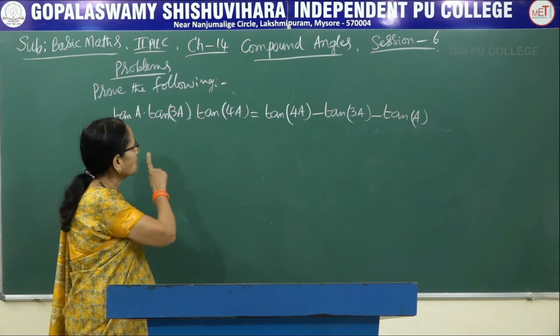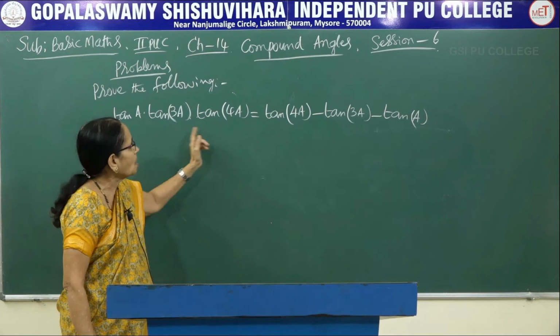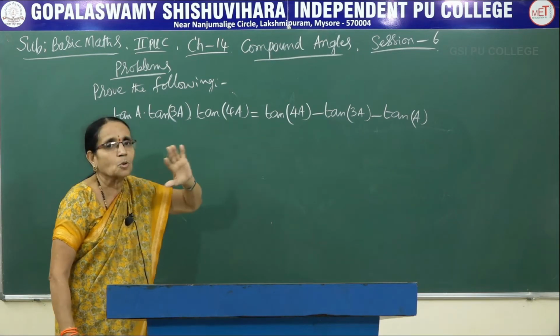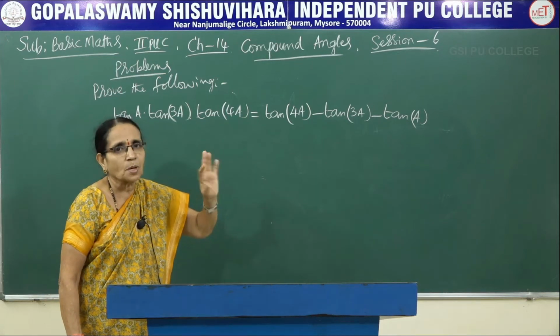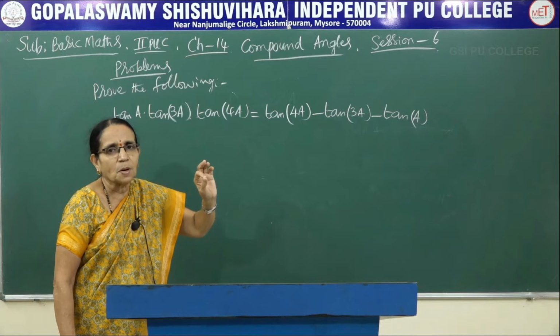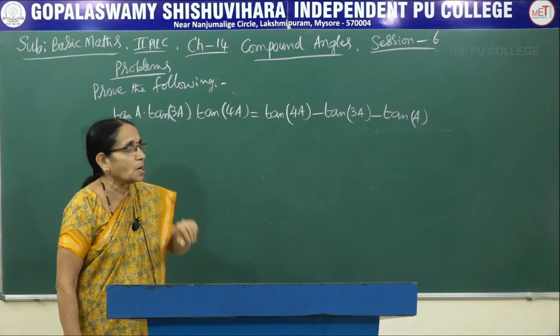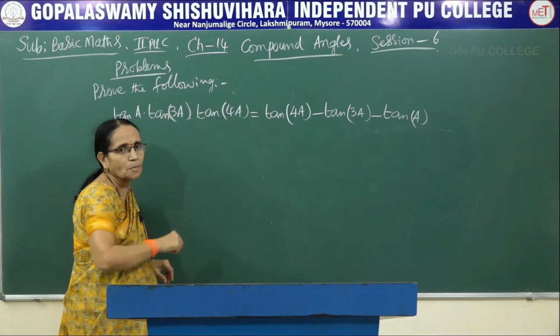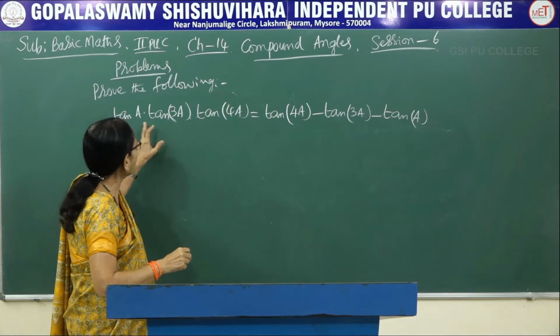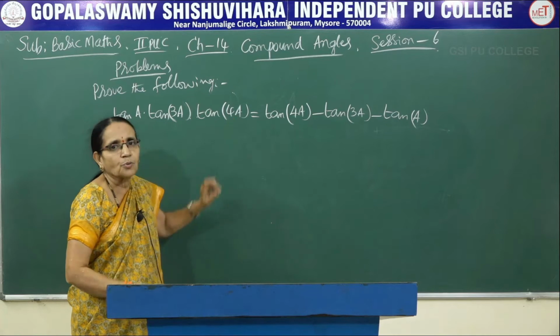Now let me look at the terms here. All the terms contain only tan ratios. That shows that we have to use the tan compound angle formula, tan of A plus B or tan of A minus B. That gives us one hint. Look at the numbers 1A, 3A, 4A. Clearly we see that 1A plus 3A is equal to 4A.